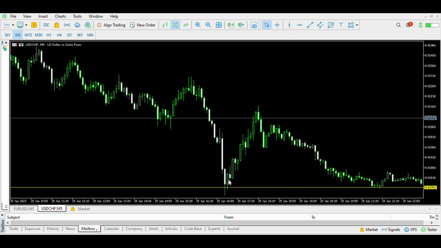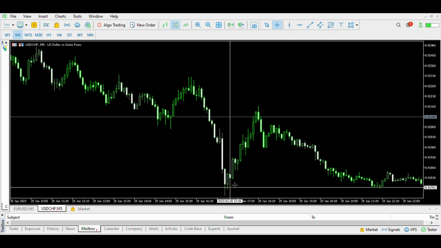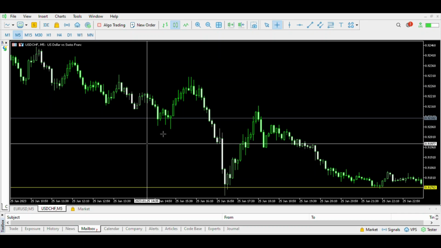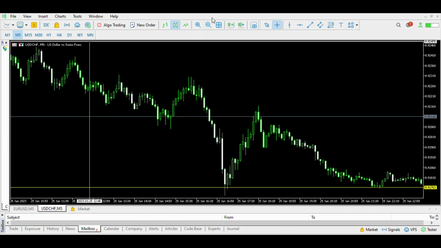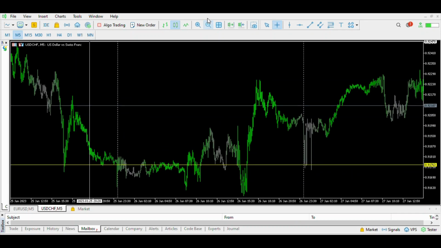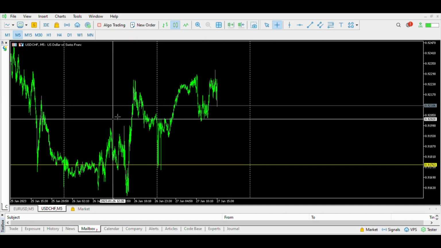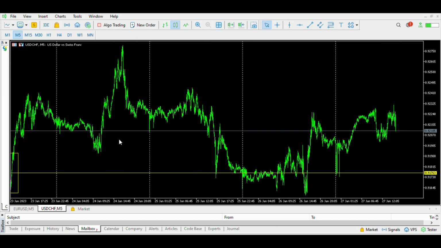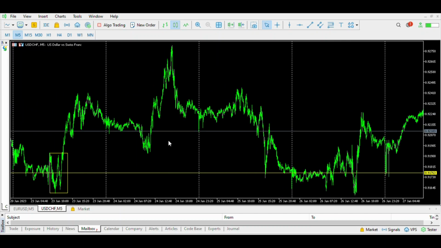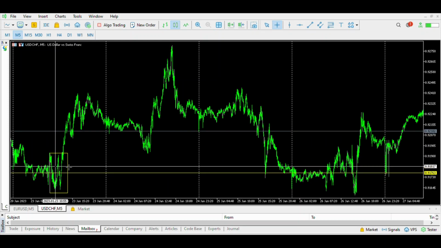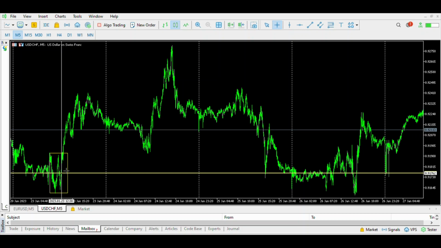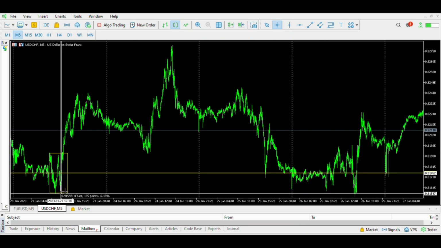So I got in there. My pending order triggered there. My stop loss would have been placed below the, let's zoom out. Okay, so that's my entry. Based on this, my entry is there. My stop loss is just underneath there.